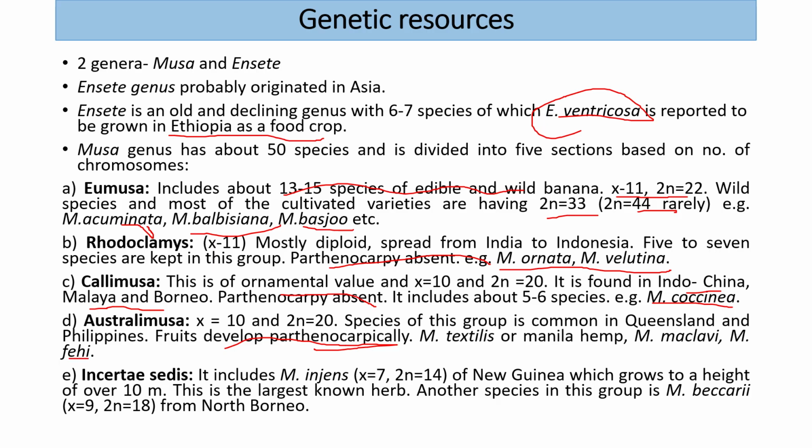Then Ingentimusa includes Musa ingens, x equal to 7, 2x and 14 of New Guinea, which grows to a height of over 10 meters. So this Musa ingens is the largest non-woody herb. Another species in this group is Musa beccarii, x equal to 9, 2x to 18, and this is from North Borneo.